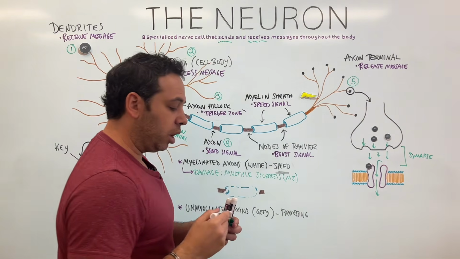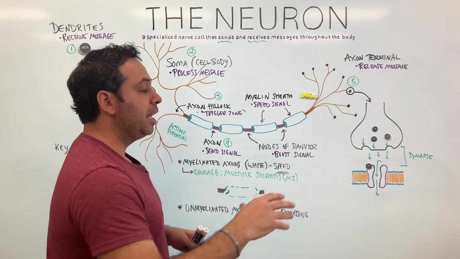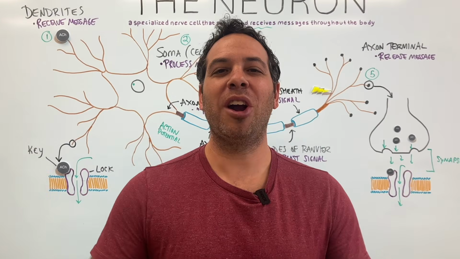And this could link to a gland, it could link to a muscle, it could link to another neuron, but eventually it's going to give its message to initiate that response.